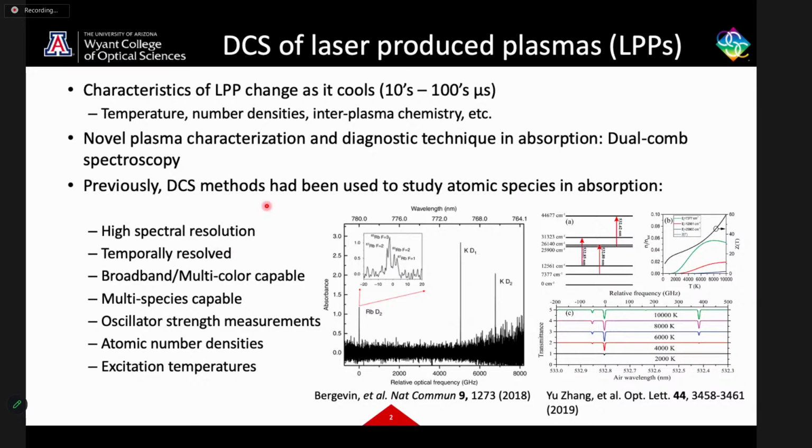Over the first tens or hundreds of microseconds from the plasma formation, the temperature of this plasma can change fairly quickly. As the temperature changes, the initially excited ionic species it contains start to cool and form ground state atomic species. As those further cool, they start to react within the plasma and form molecular bonds and clusters. So being able to determine the dynamics of the temperature, the number densities, and the intraplasma chemistry is of high importance for understanding these types of systems.